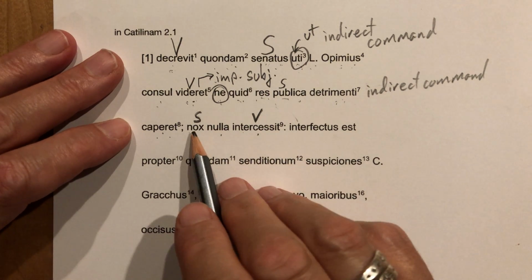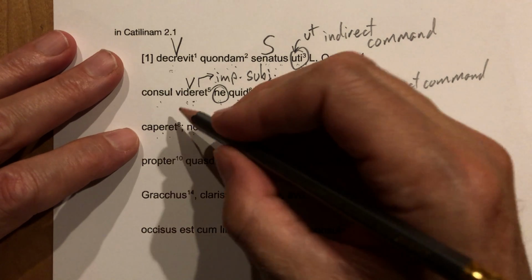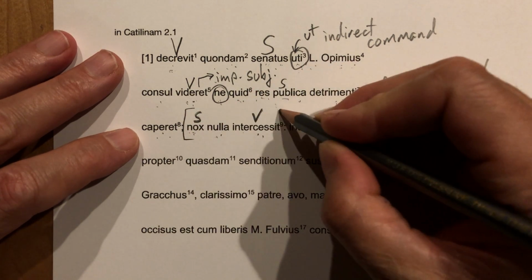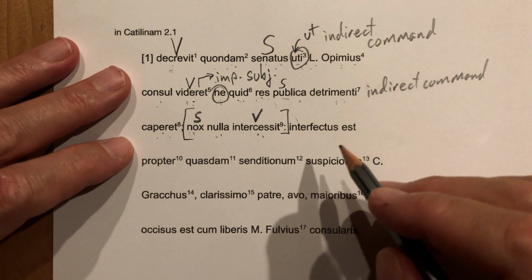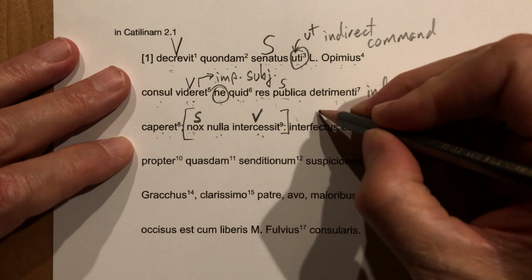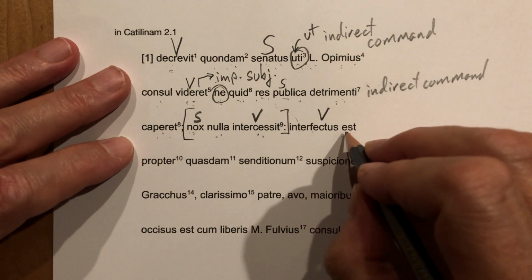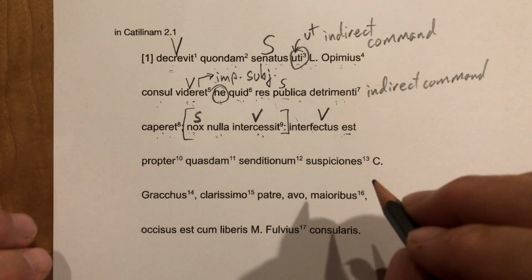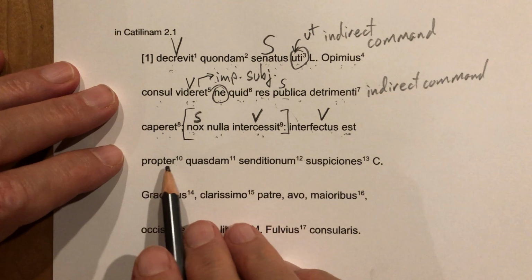Going on from there, another subject here, another verb here, nox nulla, there's your subject, intercessit, there's your verb, not a night passed. Simple chunk right there. Get that out of the way. Nox nulla intercessit. Interfectus est. He was killed. And we're left in suspense about who the victim is, but we'll see that soon.